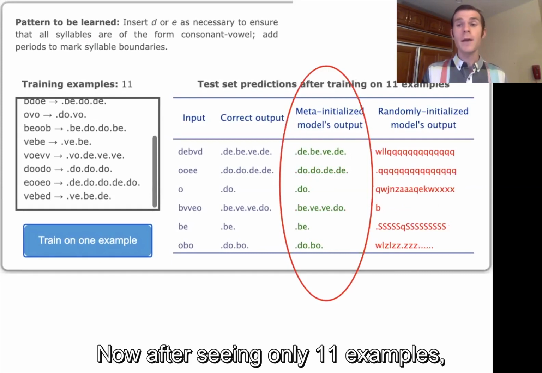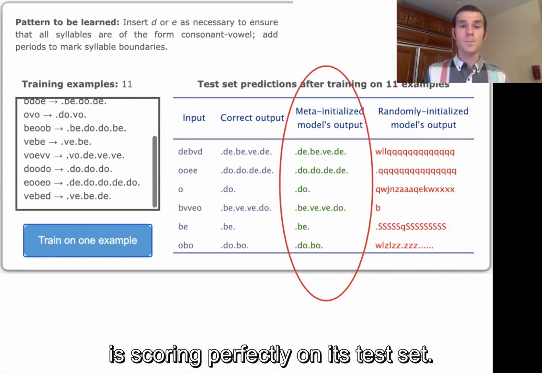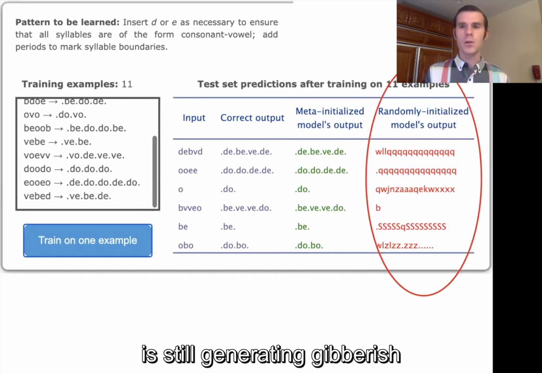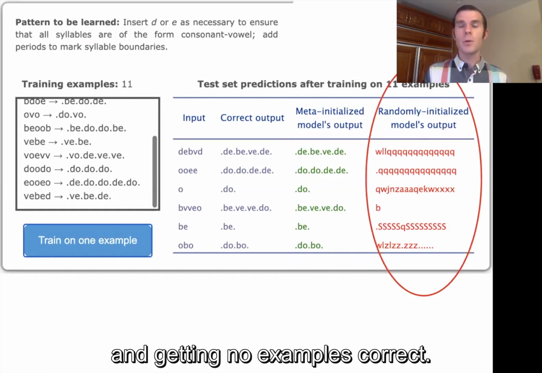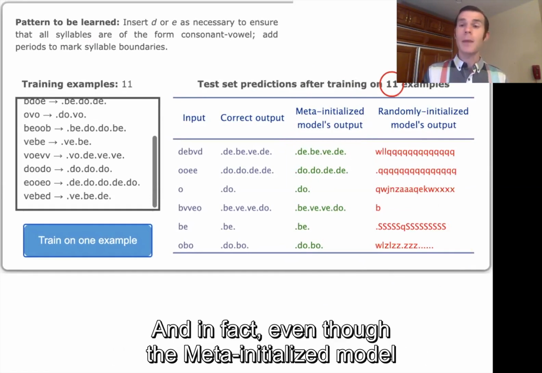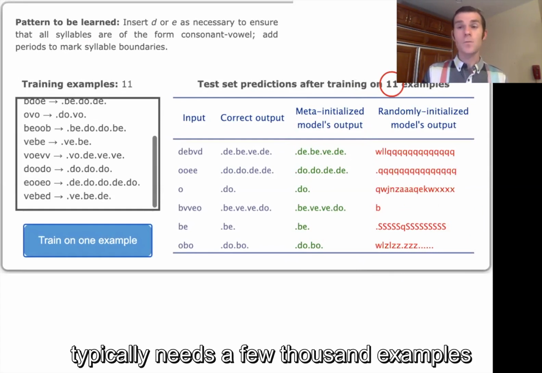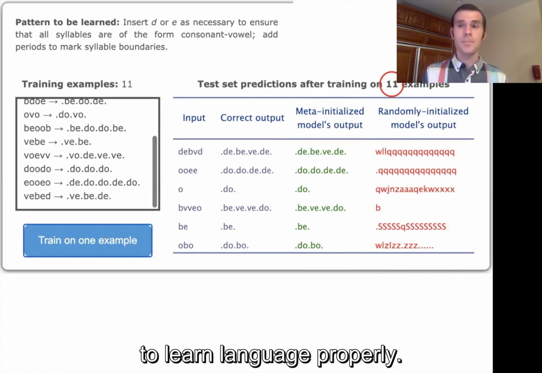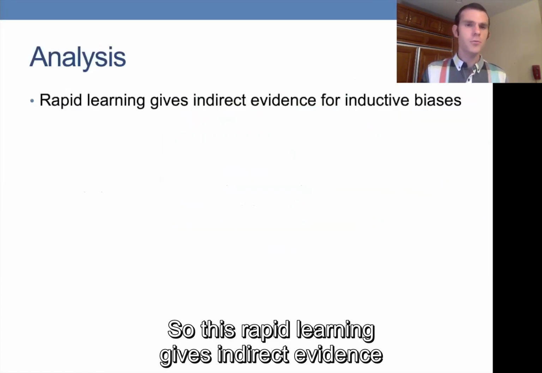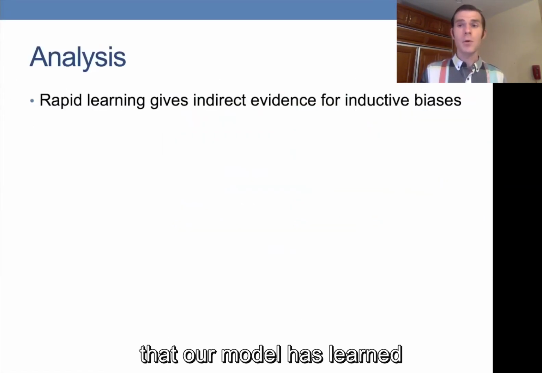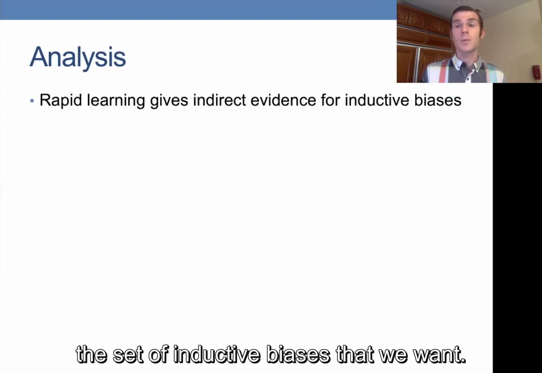Now, after seeing only 11 examples, the meta-initialized model is scoring perfectly on its test set, whereas the randomly initialized model is still generating gibberish and getting no examples correct. And in fact, even though the meta-initialized model only needed 11 examples, the randomly initialized model typically needs a few thousand examples to learn the language properly. So this rapid learning gives indirect evidence that our model has learned the set of inductive biases that we wanted.